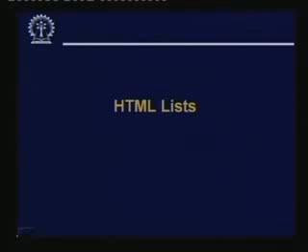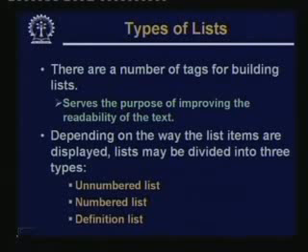Now, continuing with the discussion, today first we shall be looking at how we can specify and construct lists using HTML tags and attributes. So, the first thing we would be talking about today are HTML lists. Now, talking about lists, there are a number of tags which are available which can be used for building these lists. Now, we typically use lists in a document to increase the readability of the material that we are presenting.